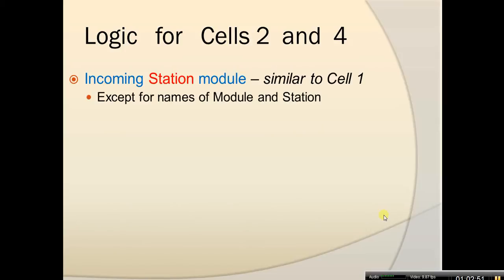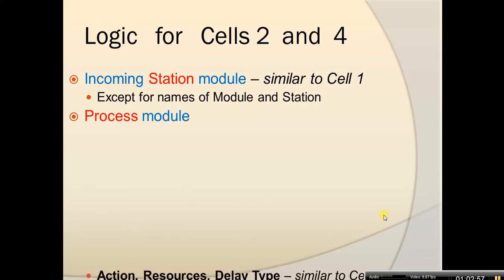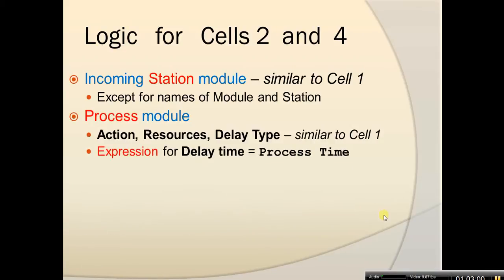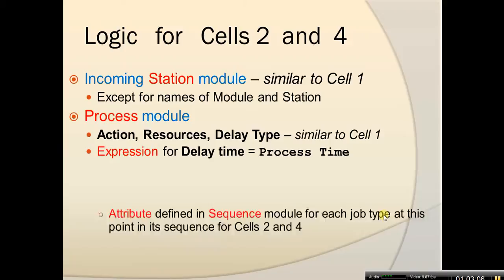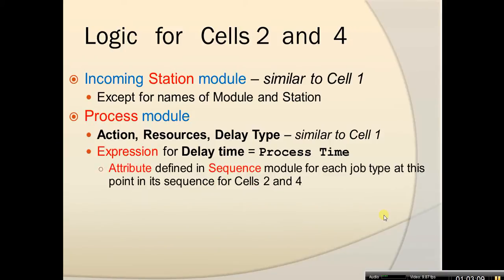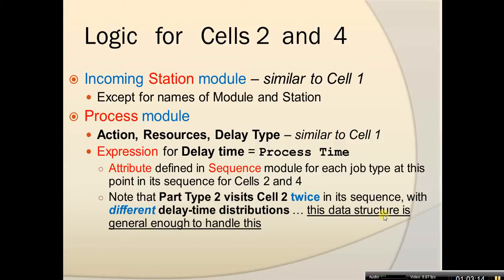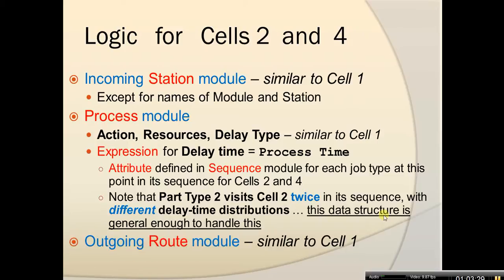So we'll also use this logic for the other cells the same way. We'll have the logic for cell 2 and 4, except in the process module we're going to have the expression for delay time, and that expression will be based on process time, which, as you remember, is an attribute. So later in the sequences, we're going to be defining the sequence. We're going to change the process time each time. So as you know, the part type 2 will visit cell 2 twice, so we're going to be taking care of it all in the assignment in the sequence. And then we'll have the outgoing route module similar to cell 1.